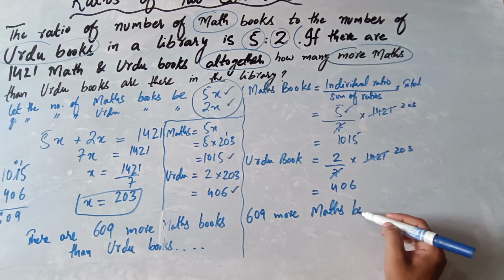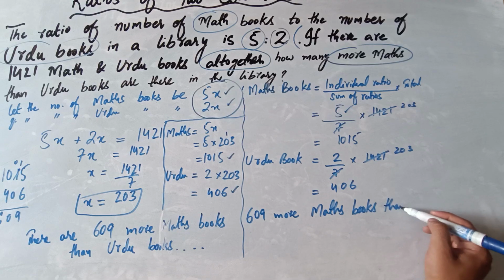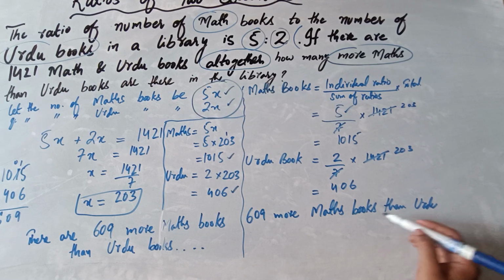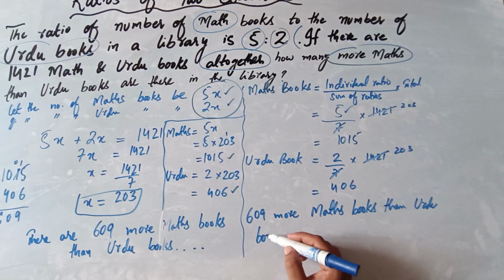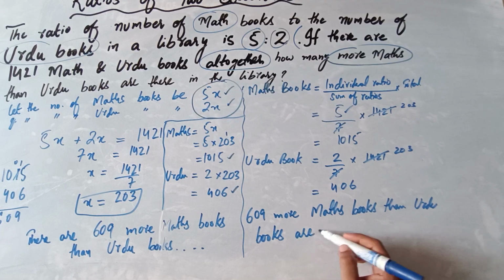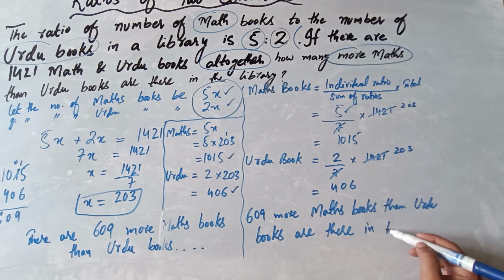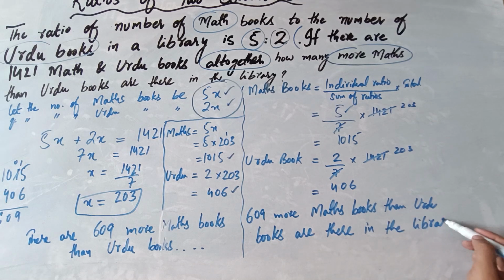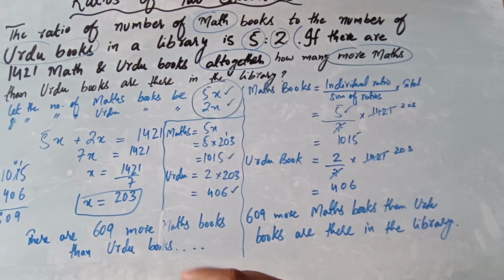More maths books than Urdu books are there in the library. So this is how we can find out the number of more maths books than the number of Urdu books. There can be any similar type of question, only the values would be different, only the condition would be different for constructing the equation or finding out the final answer.